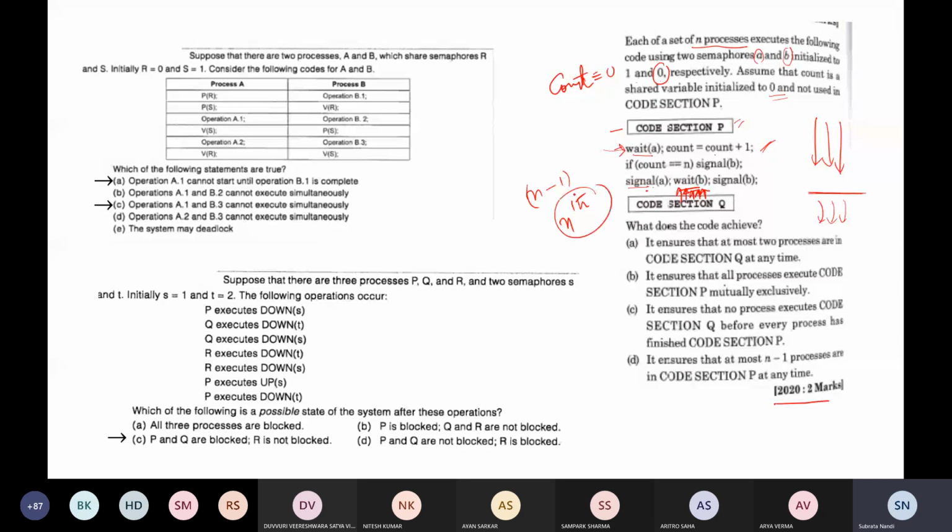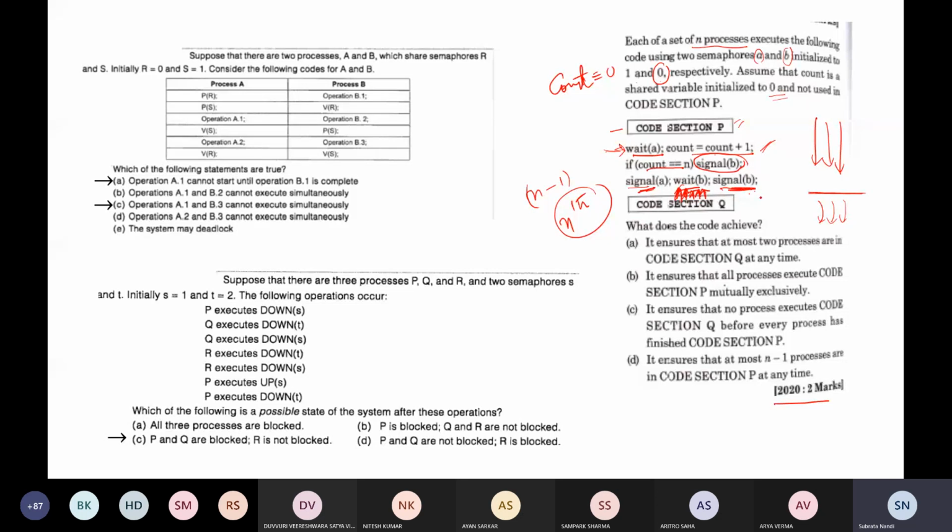Now the nth process comes, and before the nth process comes, the n minus 1th process has already sent the signal. So the value of A will be 1 here, right? So the nth process will find it to be true. It will increment the value of count to n. Now this becomes true, which means it will now generate the signal B. This signal B will release one process from here, and that process will be signaling the second process. The second process will signal the third process, like that, like that.